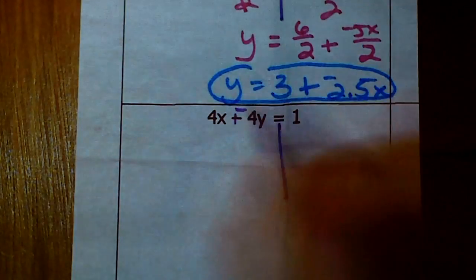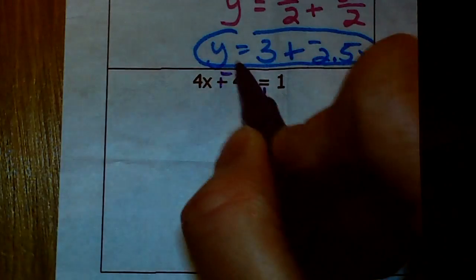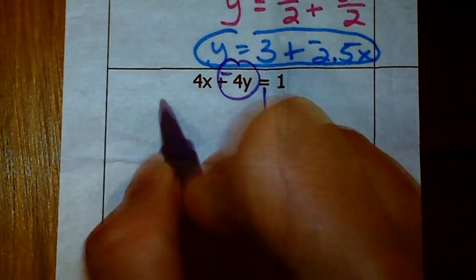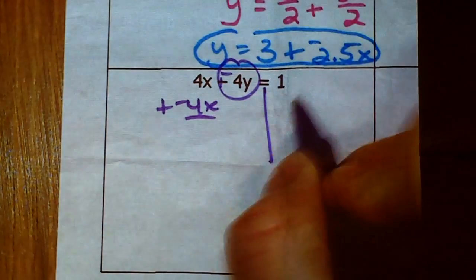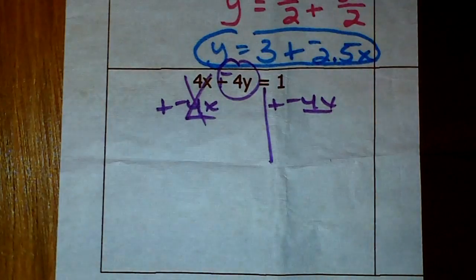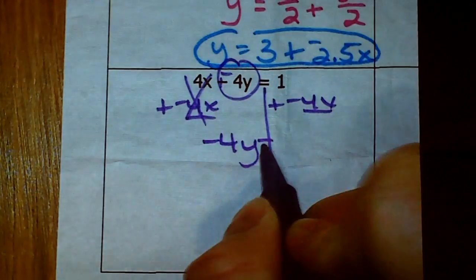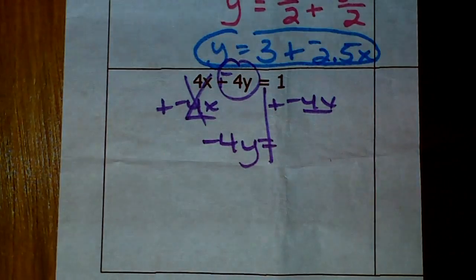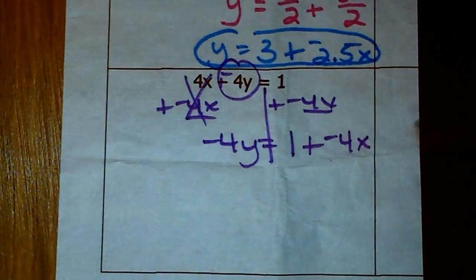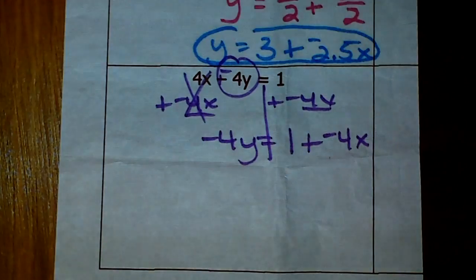I'm going to add the opposite here. Again, if I'm solving for y, that means I want this variable term alone. That means I want 4x to go away, cancel out. So I will add the negative version of it because that will make it cancel out. 4x plus negative 4x, gone. I'm left with negative 4y because remember 4y was being subtracted. And over here I have 1 plus negative 4x. I can't combine those together again because the 1 does not have an x.